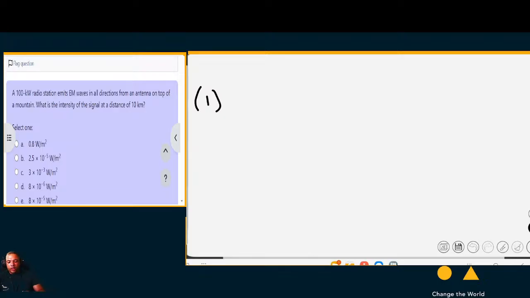So how do we calculate the intensity of an EM signal? The intensity of an EM signal is equal to the power divided by the area. That is the intensity of an EM signal. This is the definition of intensity. It is power divided by area. Now what's the power that they give us?